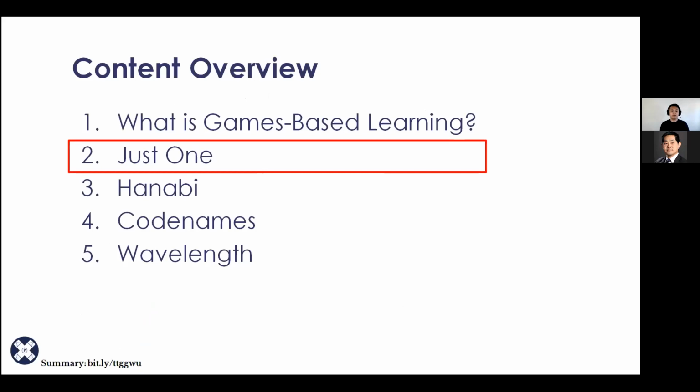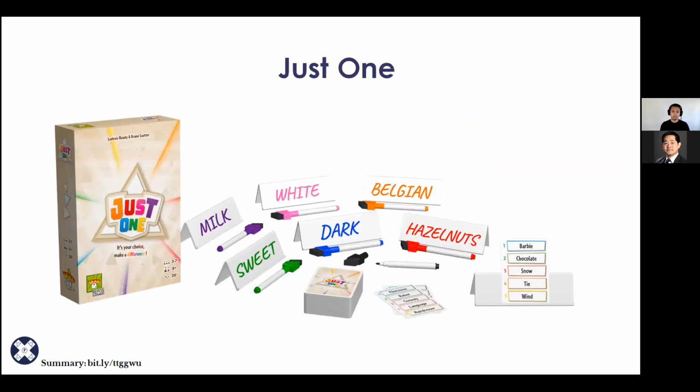All right, back to our content overview here. We just talked about what is game-based learning. Now let's jump into our very first game, which is called Just One. So this is the game I'm talking about, Just One. It's a tabletop game. It's one of my favorite tabletop games, and it's one of the easiest to play.